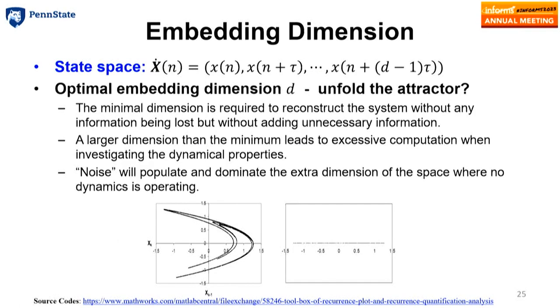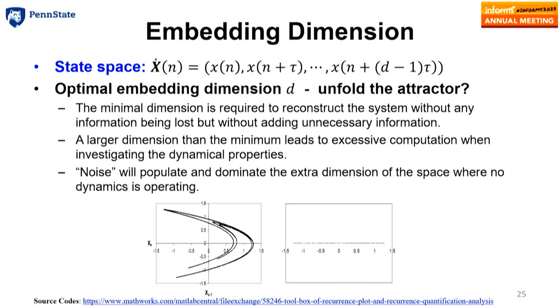Now the embedding dimension, D. The optimal embedding dimension helps us unfold the attractor. The minimum dimension is required to reconstruct the system without any information being lost, but without adding unnecessary information. A larger dimension than the minimum leads to excessive computation when investigating the dynamic properties.